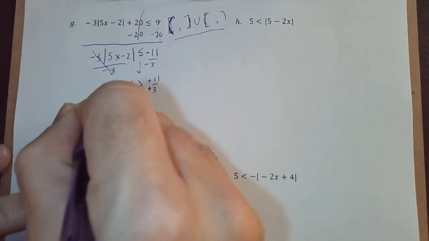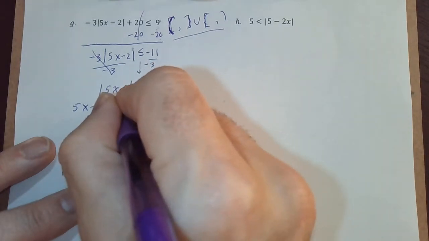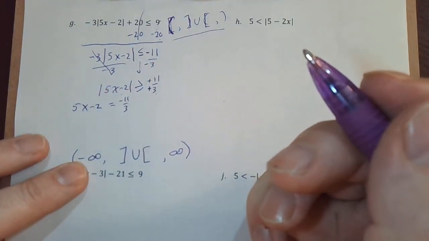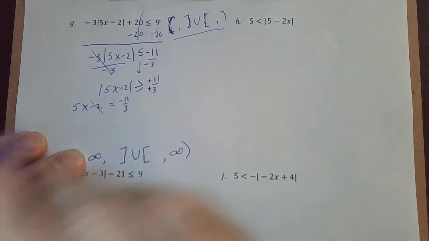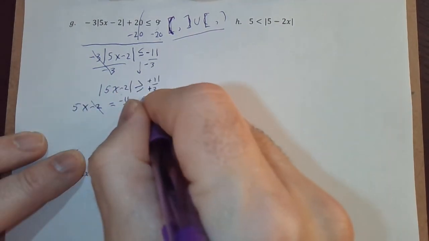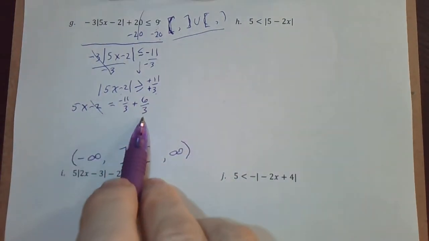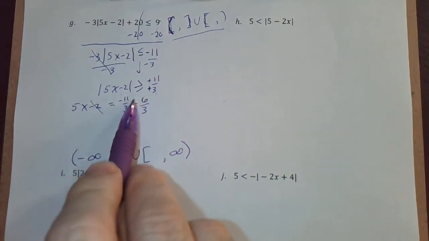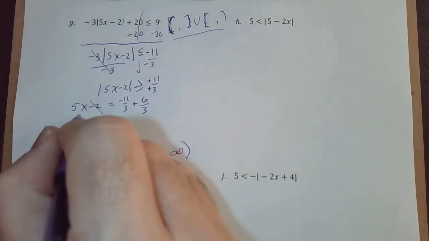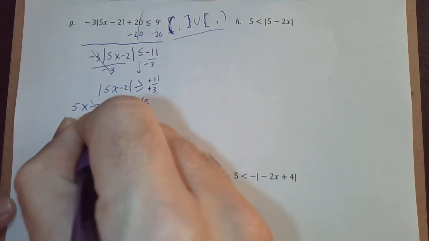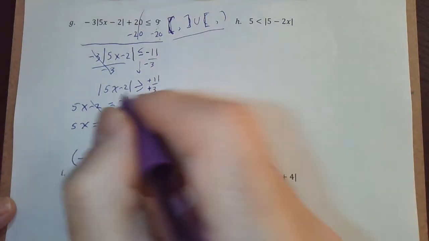So 5x minus 2 equals, we'll do the negative first, -11/3. So then I need to add 2 to both sides. What I'm going to do is I'm going to add 2, which cancels that out, and I'm going to put plus 6/3, since 2 is equal to 6/3. So I added 2 to both sides. This is adding 2, and then adding 2 just takes the -2 away, cancels it out. So then we get 5x equals, let's see, positive 6 minus 11, that's going to be a -5/3.